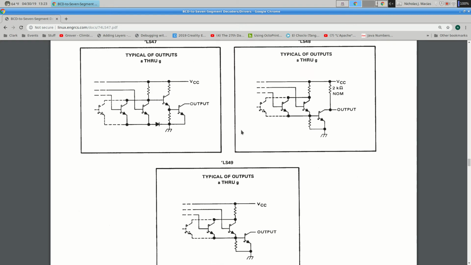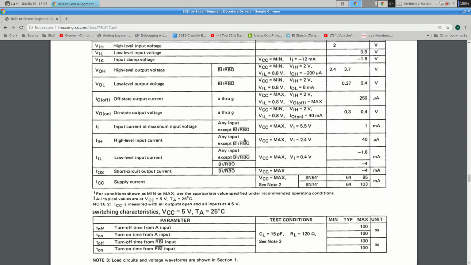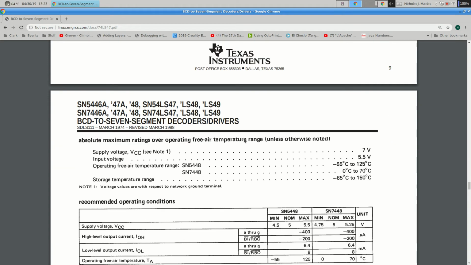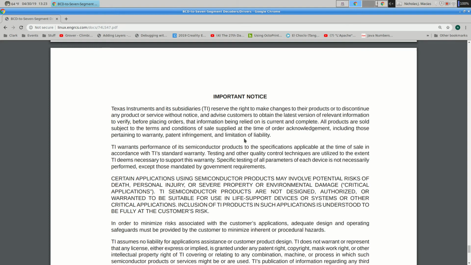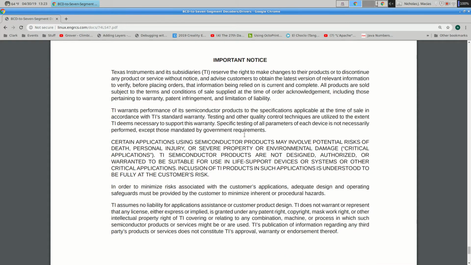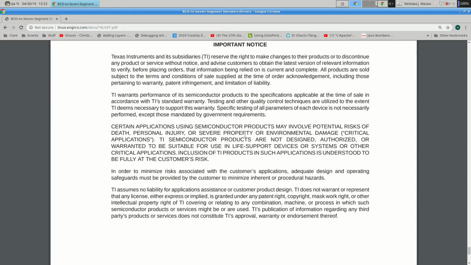A lot of this other stuff is about the electrical behavior of it, the operating limits, and so on and so forth. But the truth table tells us what we need to know to hook it up. This one's got an even longer legal notice at the end. So this is Texas Instruments.